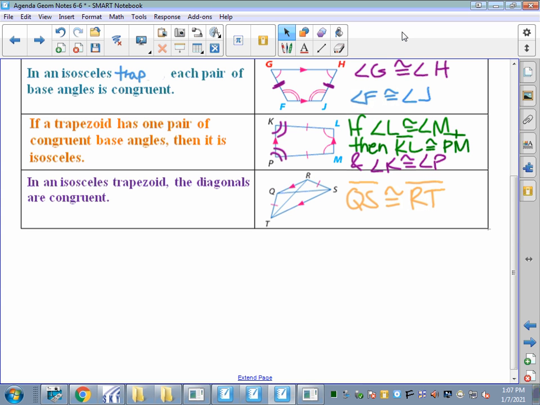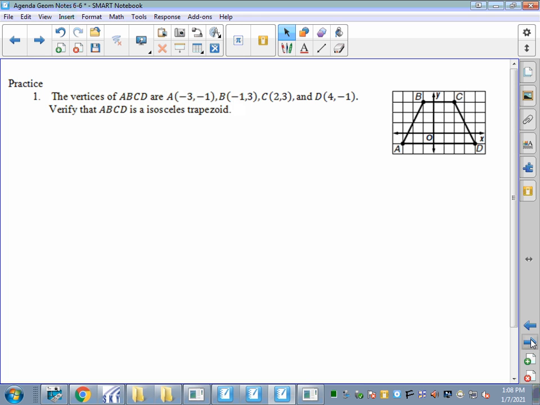Notice all of these rules or properties have to do with isosceles trapezoids. We can't do a whole lot unless the legs are congruent. It's just kind of a trapezoid. We can, however, talk about mid-segments. So let's take a quick mention about this first practice problem. The vertices of this trapezoid are pre-graphed for you. And then it says verify that it's an isosceles trapezoid. Keep getting those mixed up.